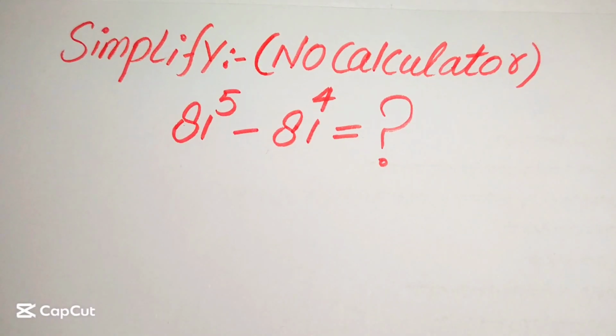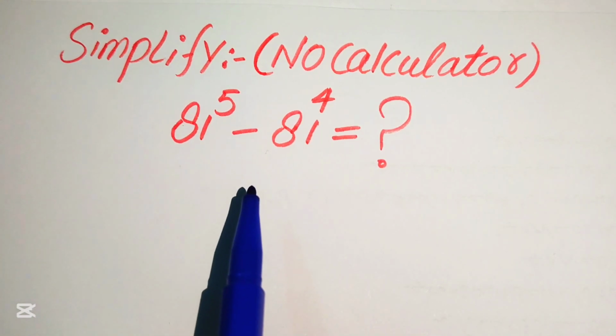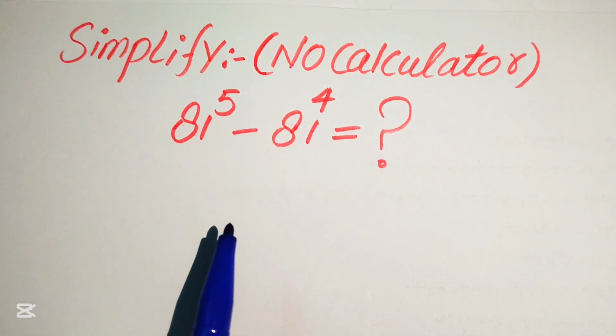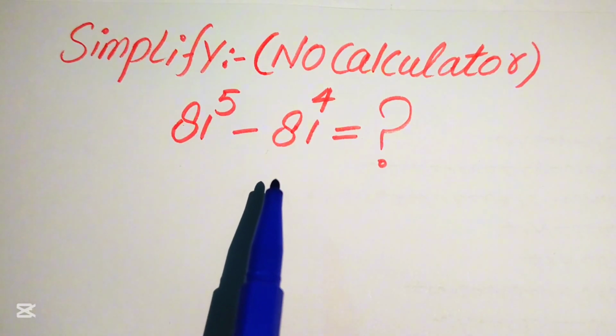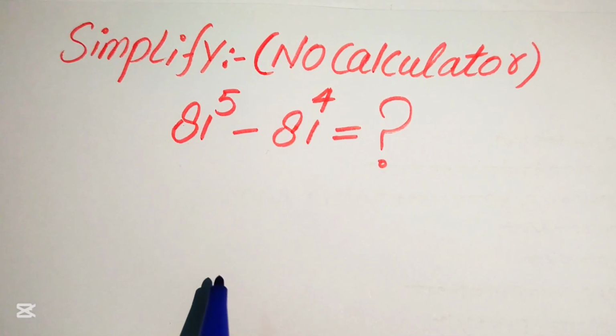Hello everyone, how do we simplify this nice algebraic expression if we have 81 to the power of 5 minus 81 to the power of 4, and write it in simplified form? Remember that a calculator is not allowed in this problem. Here we will show all of the working on the page.